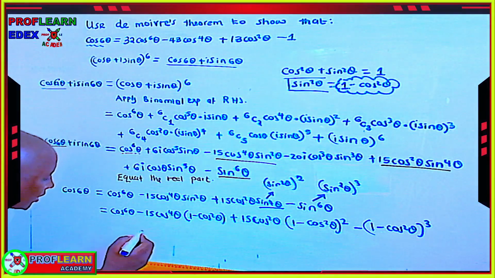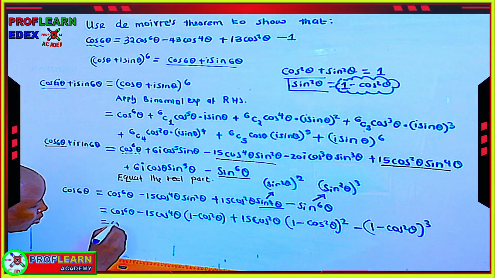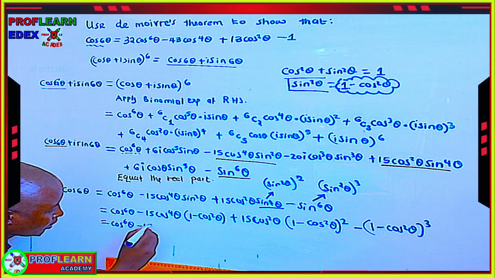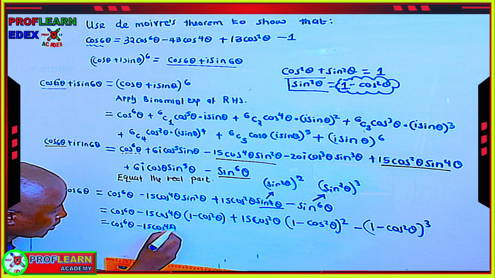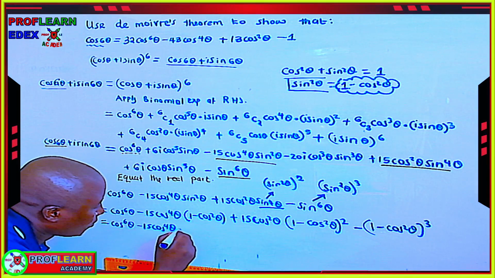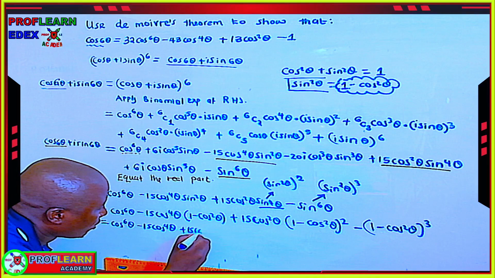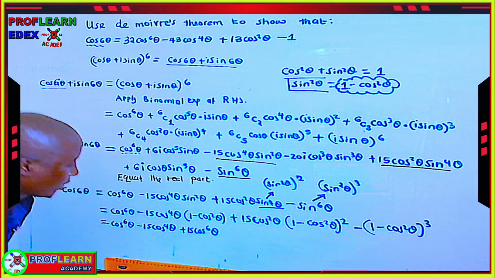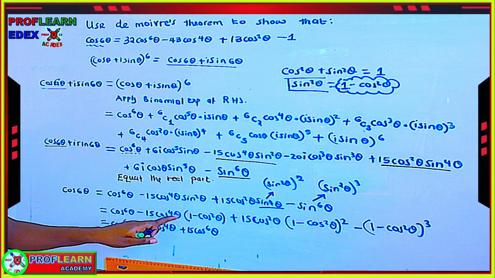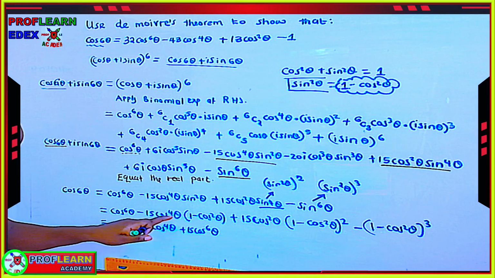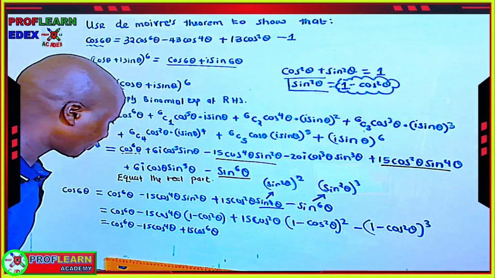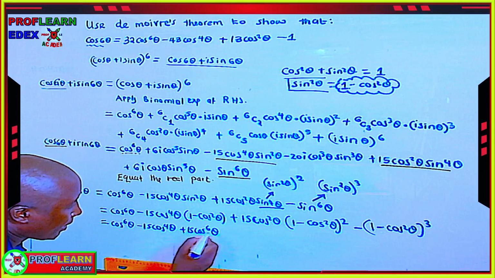So I can say my equation here, which is cos power 6 theta, I can expand here. I'll have minus 15 cos power 4 theta. Help me work it together here. So this is going to be plus 15 cos power 6 theta, because power 4 times power 2 will give me power 6. And then I'm done with this.